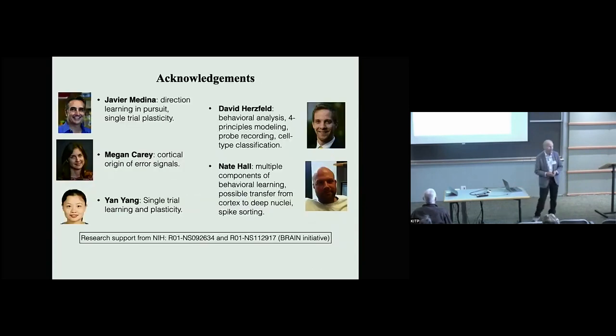And then just to give credit where credit is due, Javier discovered single trial learning. Megan was an unindicted co-conspirator with a lot of Javier's work. Yin did the random direction paradigm, single trial learning and plasticity. David Hertzfeld did the behavioral analysis, the multiple time course idea is his. He's also been responsible for our probe recording, cell type classification that I'm not talking about. And Nate is multiple components of behavioral learning, possible transfer to the deep nuclei, and the guru of cerebellar spike sorting. So thank you.